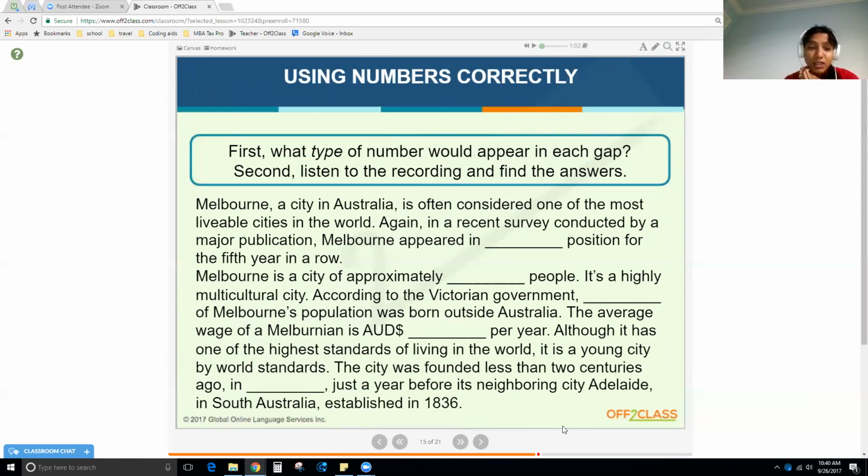Although it has one of the highest standards of living in the world, it is a young city by world standards. The city was founded less than 2 centuries ago, just a year before its neighboring city Adelaide in South Australia, established in 1836. Okay, we'll go ahead and listen.